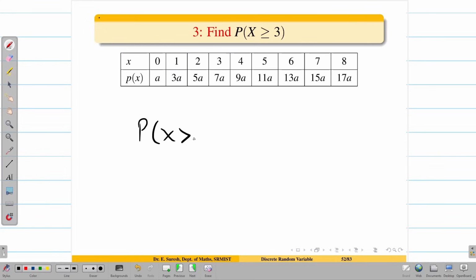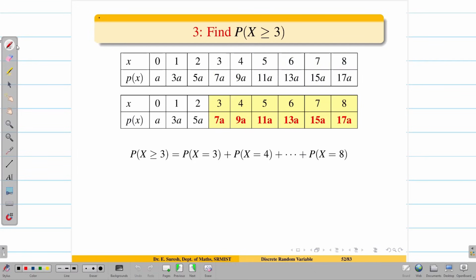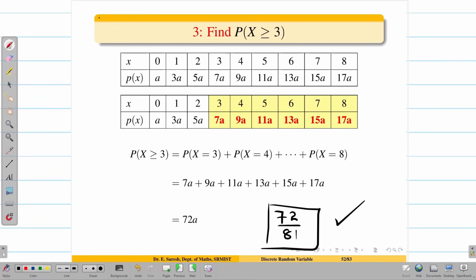Next, P of X greater than or equal to 3. If you want to solve classically, we have to take the probabilities from 3 to 8 and add everything, and then finally substitute A. Therefore, my solution is 72 by 81. So it is always better to substitute the A value at the end to avoid calculation errors.